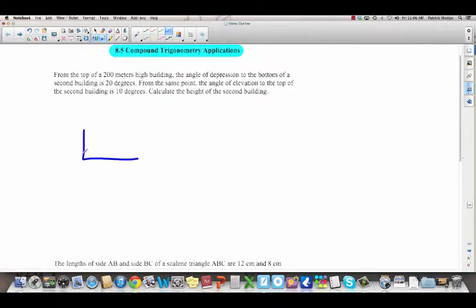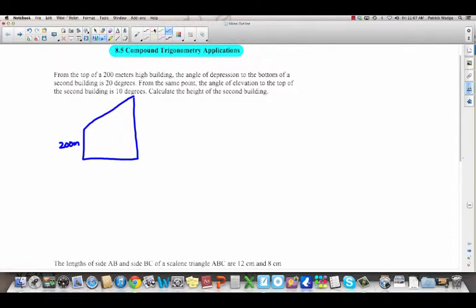But let's say this is one building. This is the distance between them, and here's the other building. Now the first thing you have to figure out is which building's higher. And since from the top of this 200-meter building there's an angle of depression and also an angle of elevation, this must be the 200-meter building. This must be 200 meters right here.